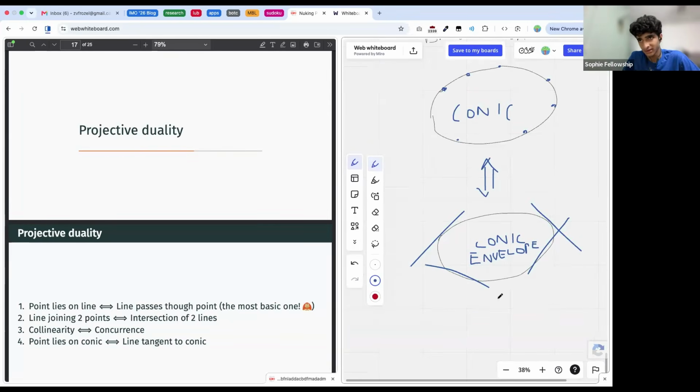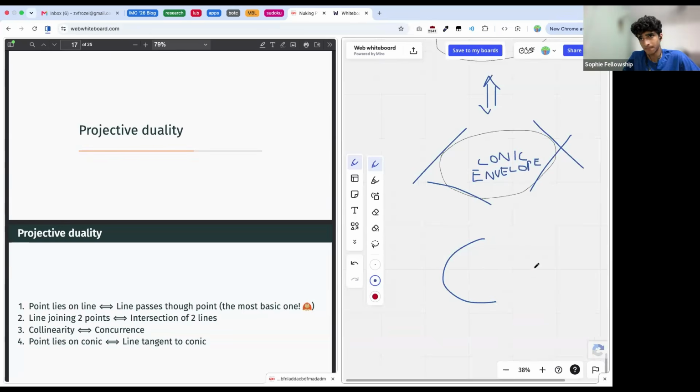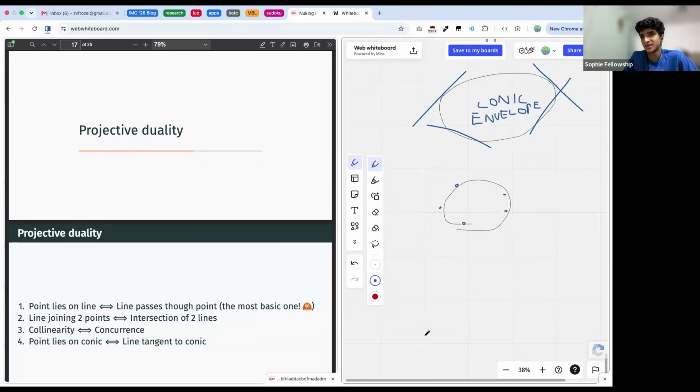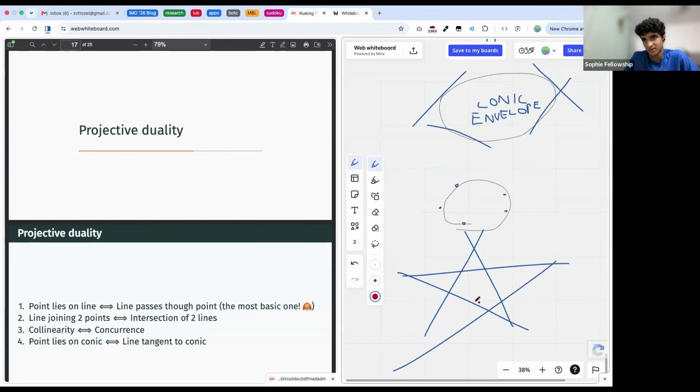So if you have 5 points, they determine a unique conic, a conic that is passing through all of them. And similarly, if you have a set of 5 lines, they determine a unique conic envelope. That means a unique inconic, a conic that's tangent to those 5 lines. So it actually really becomes a coincidence when you have 6 lines that are tangent to a conic.